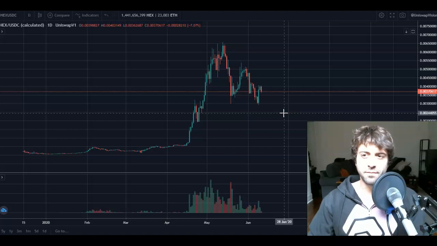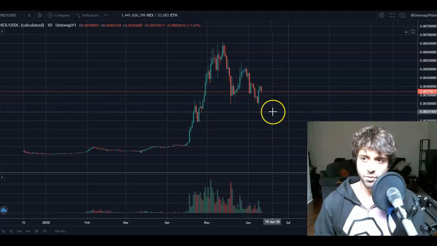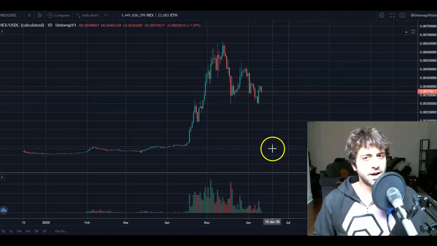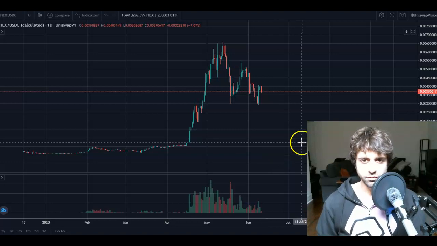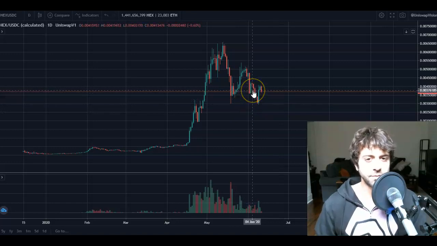But first, let's just take a moment to admire this beautiful, beautiful chart, right, guys? What do we got? 0.0037 of a USD. I've never seen any other chart that looks really this good. I've never really seen any other chart with this kind of a shape.